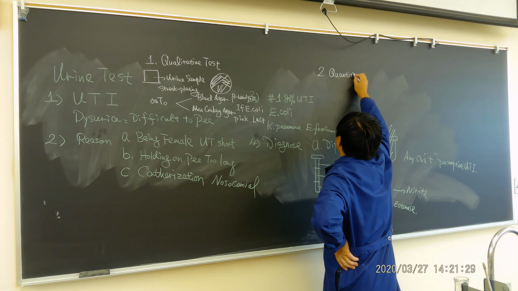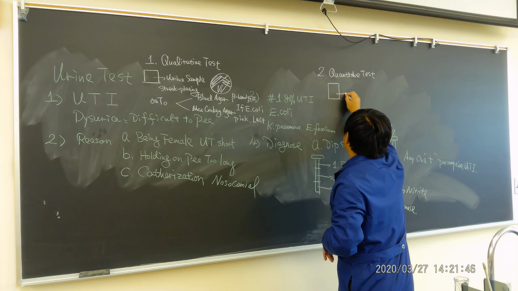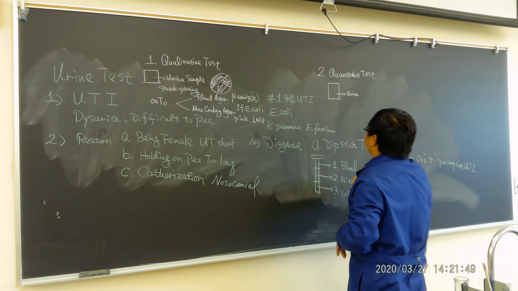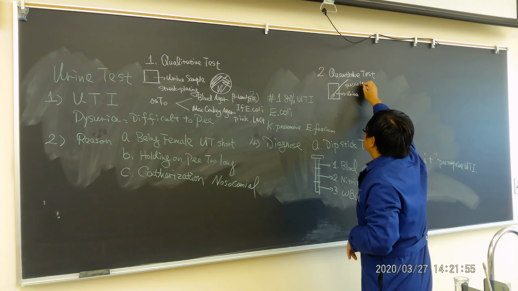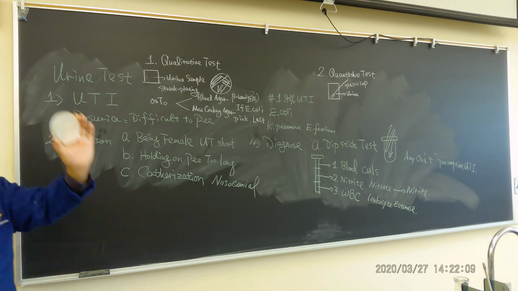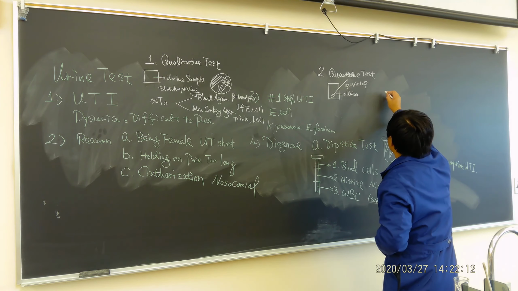Okay, the second test is called the quantitative test, which means we have to know the exact number. Now how to do this? This is your urine sample. You're going to use a loop. This will be a plastic loop. Plastic loop is right here, I'll give it to you. Then you will get a nutrient agar, like this.